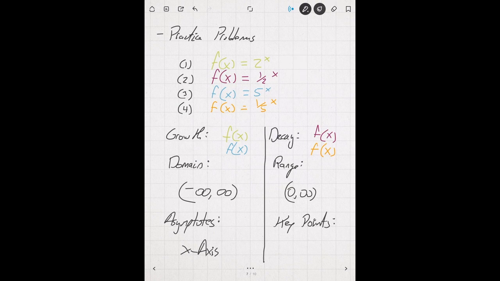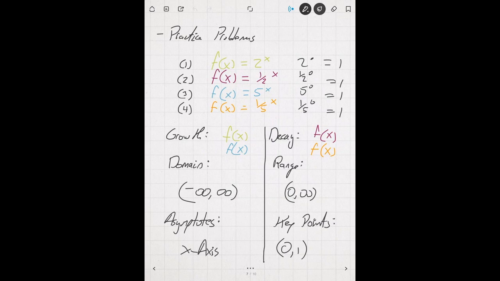And now key points. Before we had the key point (0, 1). Was that a key point for all of these? Well, by quickly testing, yeah, in fact it is. Take any of these values and raise it to the 0 power. Anytime you raise any of these values to the 0 power, you always get them to equal 1.